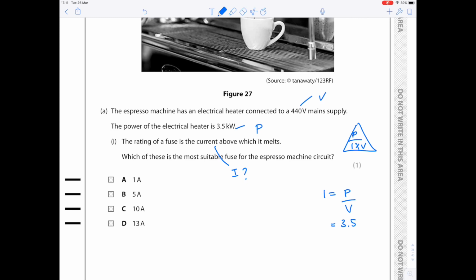The power we've been told is 3.5 kilowatts, so I'm timesing that by 1000 to convert it into watts, dividing it by 440, which is our voltage, so that's 7.954. So we need a fuse which has a current rating slightly higher than that, and as we look we can see that that would be 10, so C.